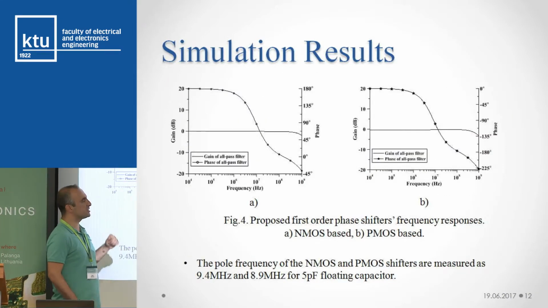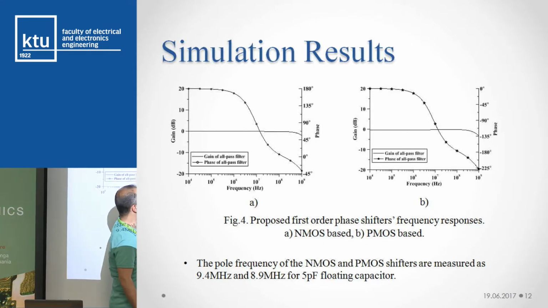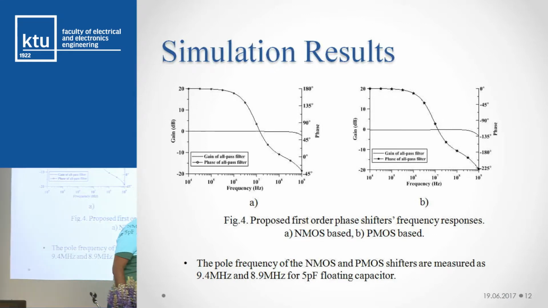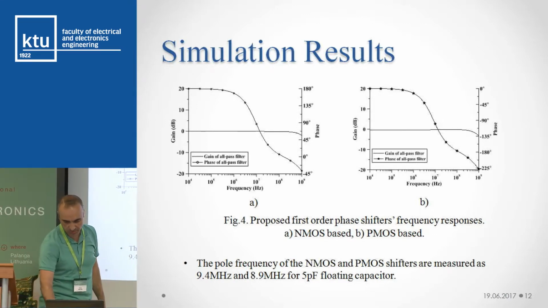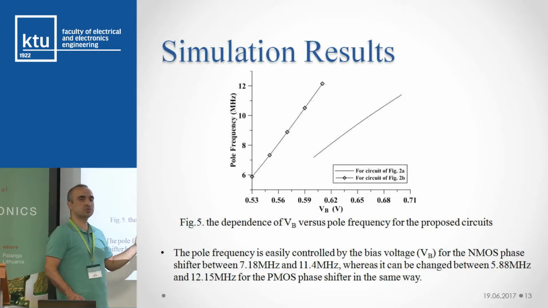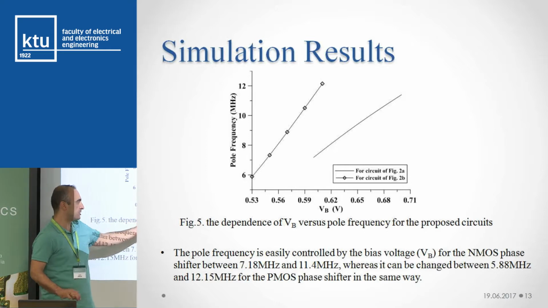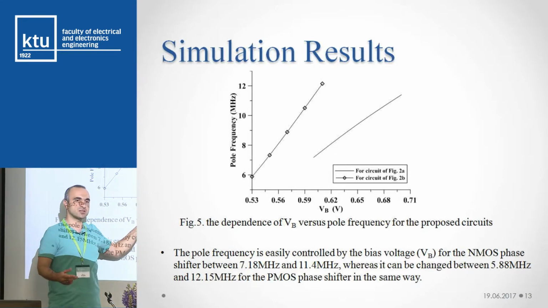These are the simulation results, gain and phase responses. As you can see, the gain changes from 180 to 0, and 0 to 180, because one of them is an inverting type, first order all-pass filter circuit. What is good about this circuit is you can change the pole frequency by changing the biasing voltage.